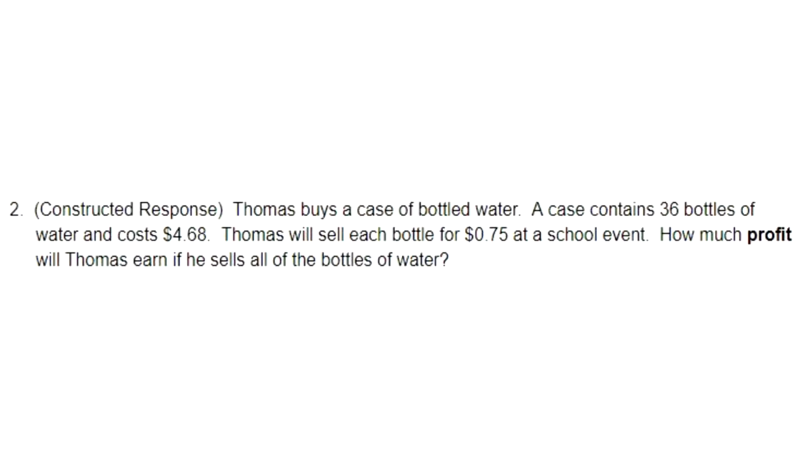Number 2 says, Thomas buys a case of bottled water. A case contains 36 bottles of water and costs $4.68. Thomas will sell each bottle for 75 cents at a school event. How much profit will Thomas earn if he sells all of the bottles of water?